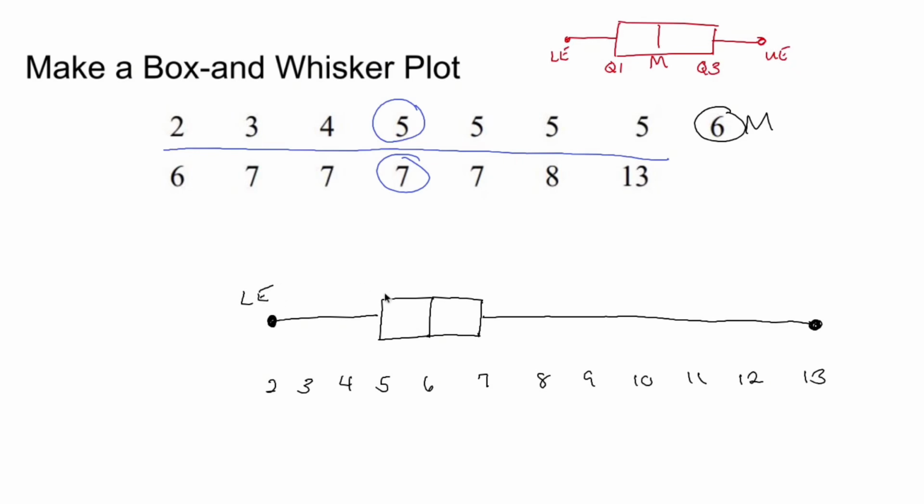Lower extreme, lower quartile, also known as Q1, median, upper quartile, also known as Q3, and our upper extreme lives right there. Box and whisker.